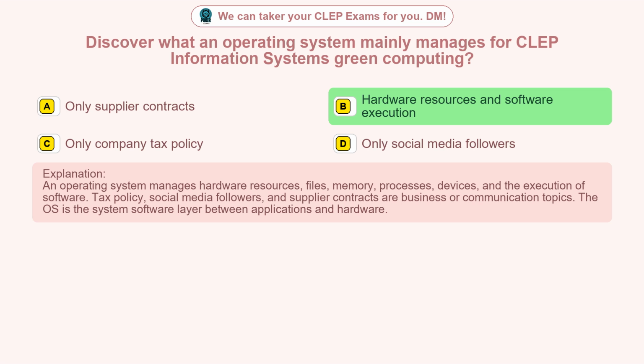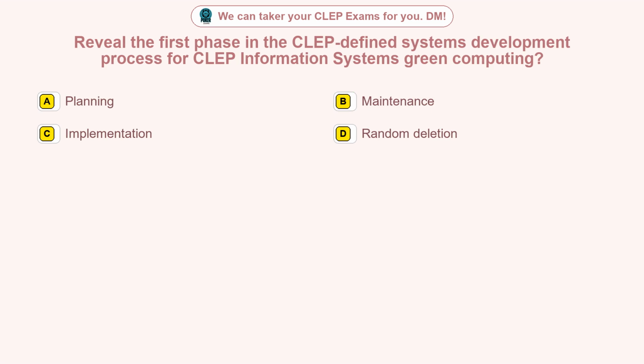An operating system manages hardware resources, files, memory, processes, devices, and the execution of software. Tax policy, social media followers, and supplier contracts are business or communication topics. The OS is the system's software layer between applications and hardware. Question 64. Reveal the first phase in the CLEP-defined systems development process for CLEP Information Systems Green Computing.